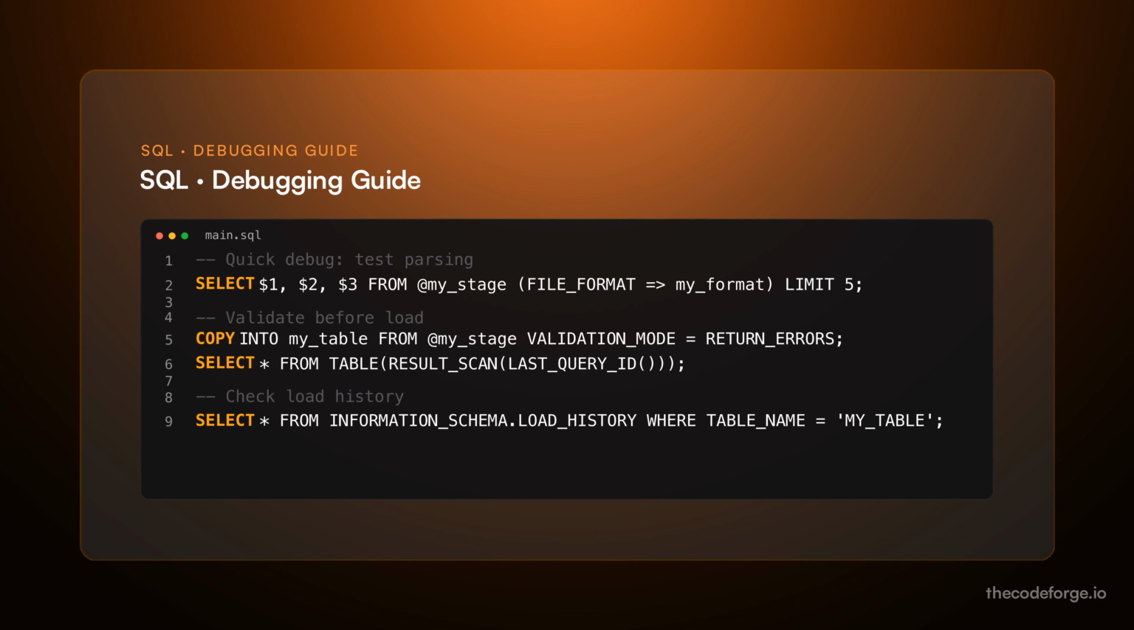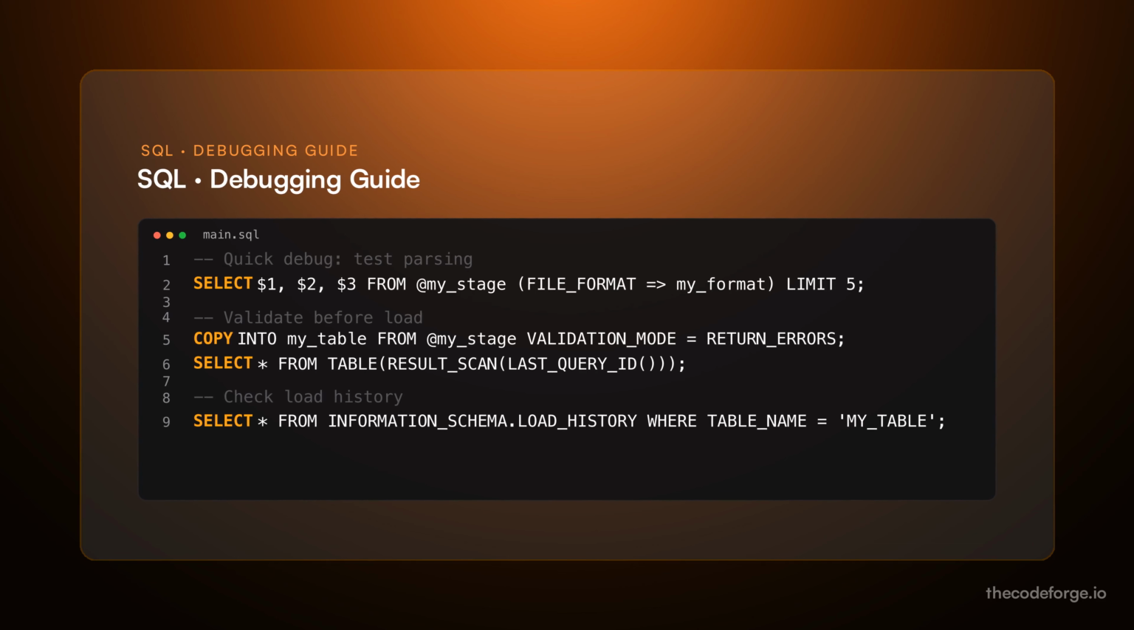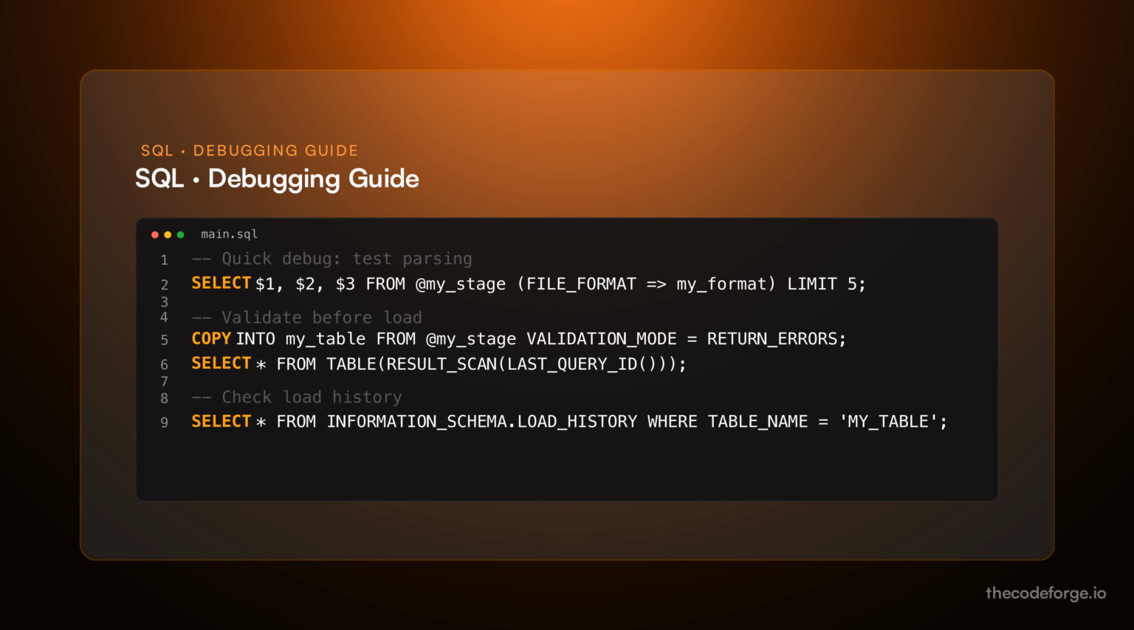Your debugging playbook: first, list the stage. Second, test parse with a raw select. Third, dry run with validation mode, then use last query ID and result scan to get the errors. Finally, inspect load history. You'll catch 99% of bugs this way.